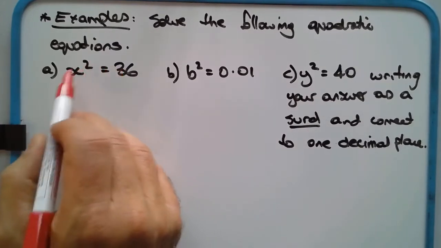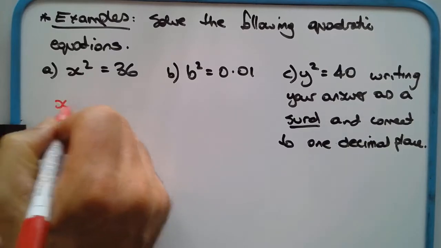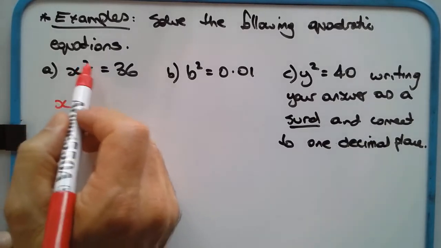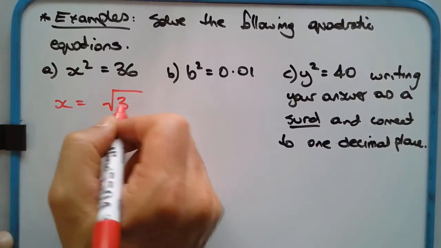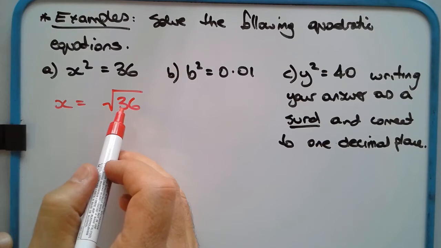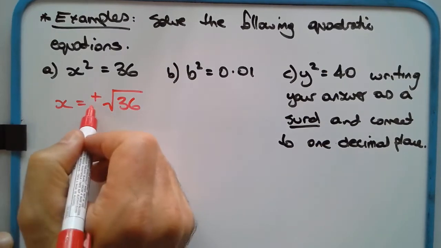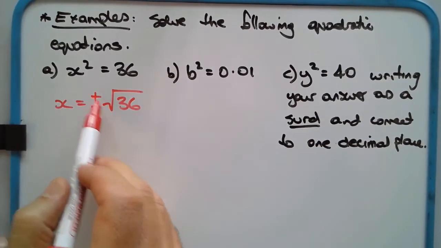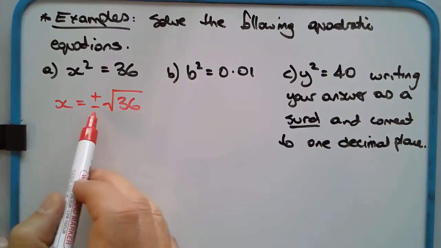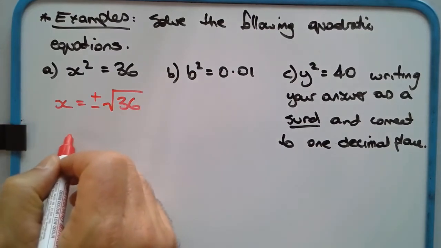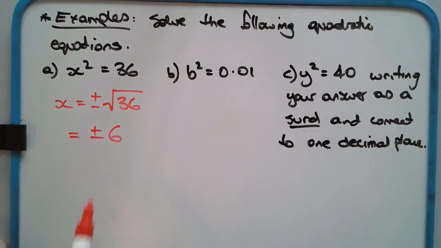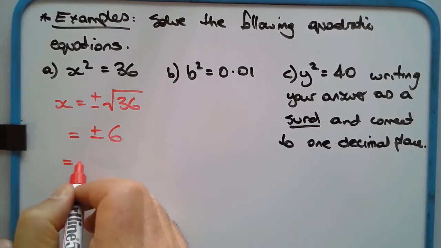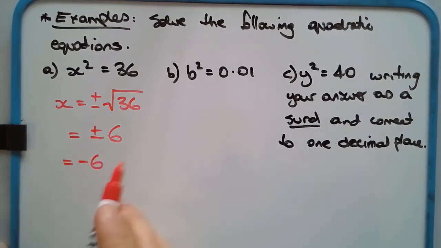We need to make x the subject of the formula, and the way we do that is to cancel out the squared, we take the square root of the other side. So x is equal to the square root of 36, but in actual fact, there's going to be two answers. It's going to be either plus the square root of 36 or minus the square root of 36. Now, the square root of 36 is 6. So the answer will be plus or minus 6. So if we separate them out, one of the answers is negative 6, the other answer is positive 6.